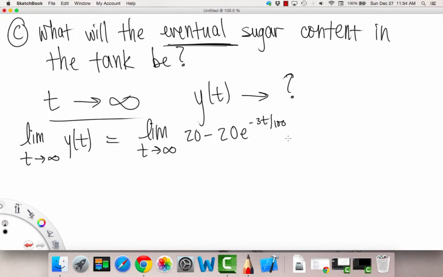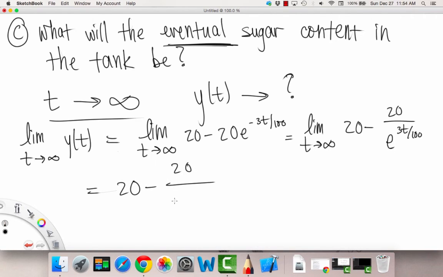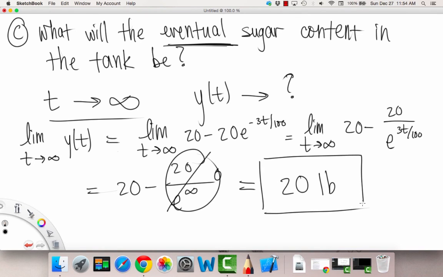Okay, and let me just rewrite this in a little different way. So this is like the limit as t goes to infinity of 20 minus 20 over e to the 3t over 100, right? Because I just moved the negative exponent to the bottom. Okay, so when we plug in infinity, we get 20 minus 20 over e to the basically infinity. So this quantity here has something really huge on the bottom. So this kind of zeroes out, okay? So we're going to get eventually that this will just be exactly 20 pounds. This is where our sugar content is headed as time heads to infinity.